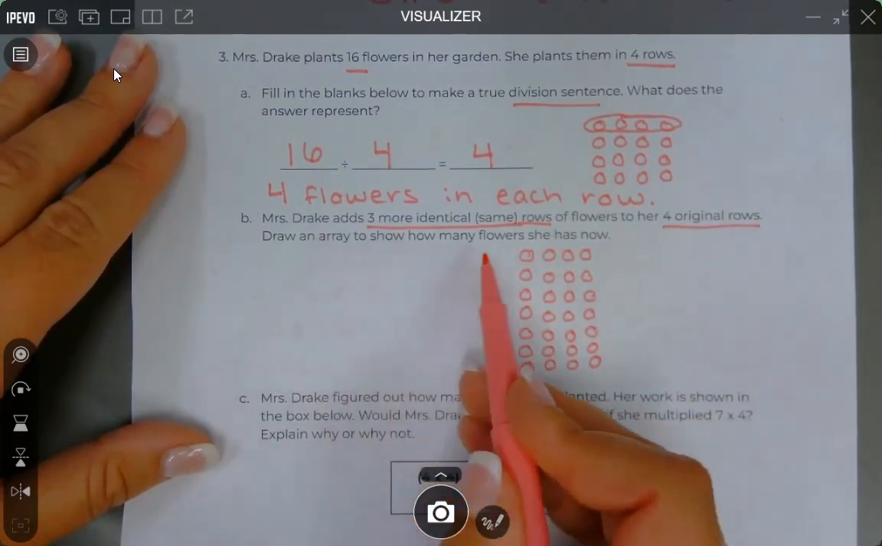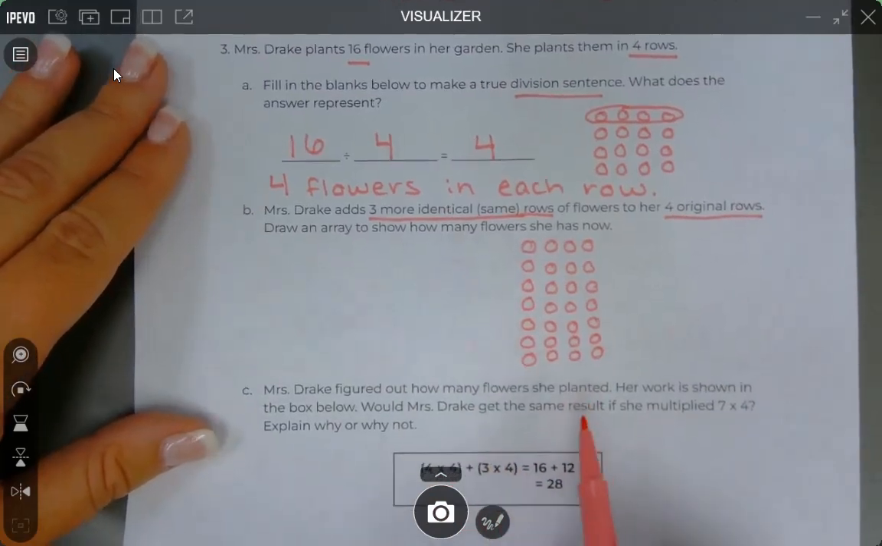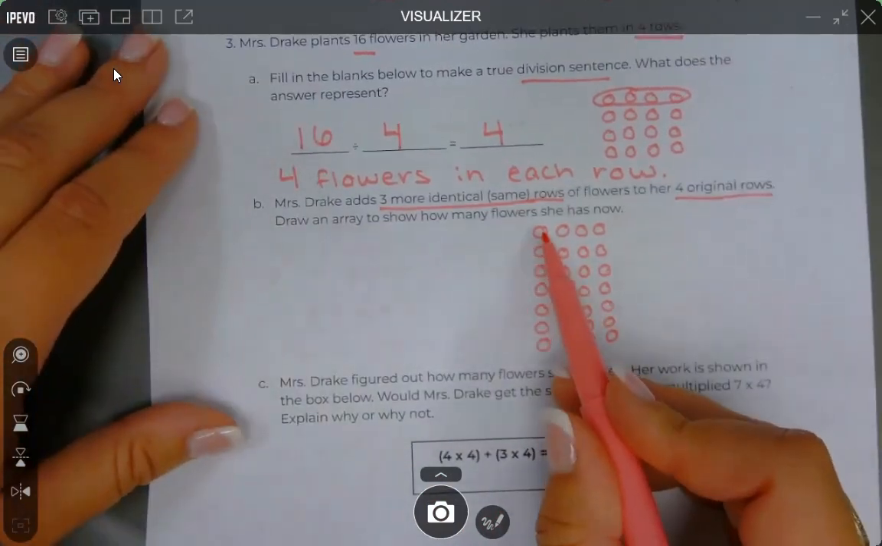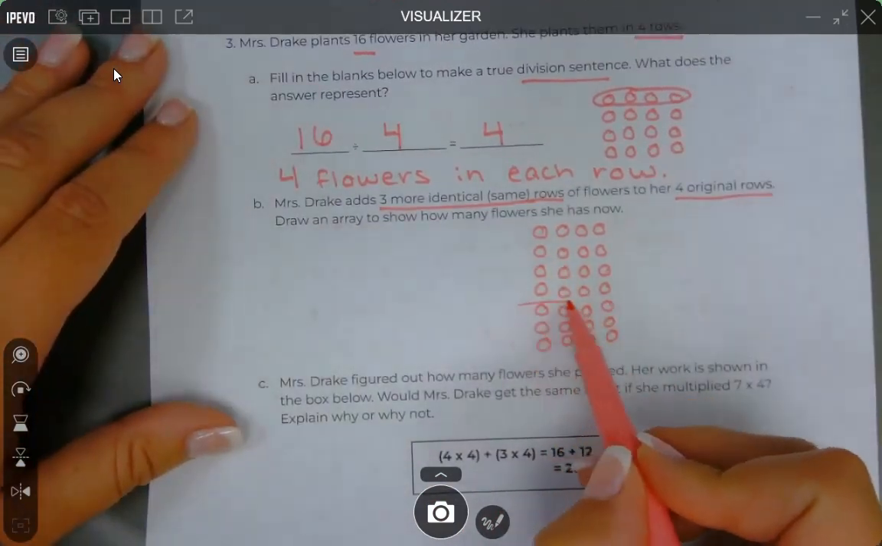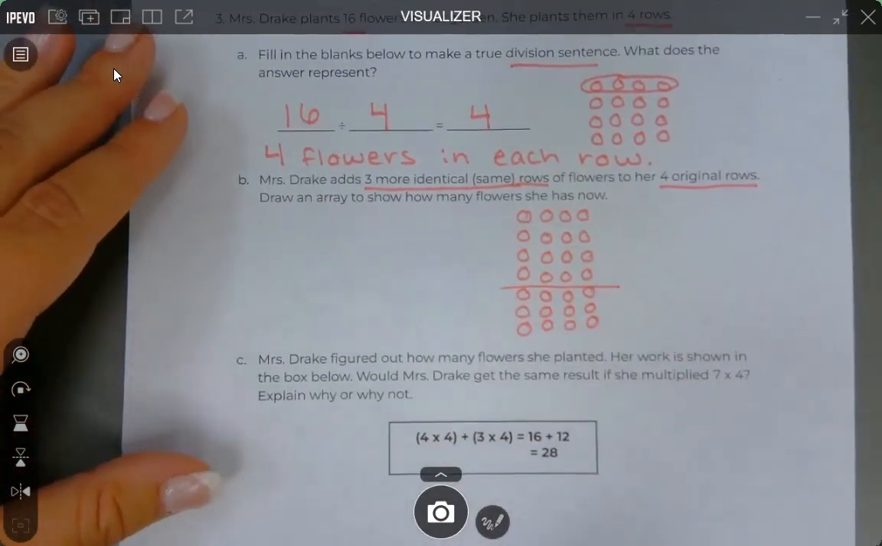Draw an array to show how many flowers she has now. Did we draw our array? Excuse me. Did we draw our array? We sure did. We started with her original 4. 1, 2, 3, 4. That was her original 4, and we added 3 more rows. Good.